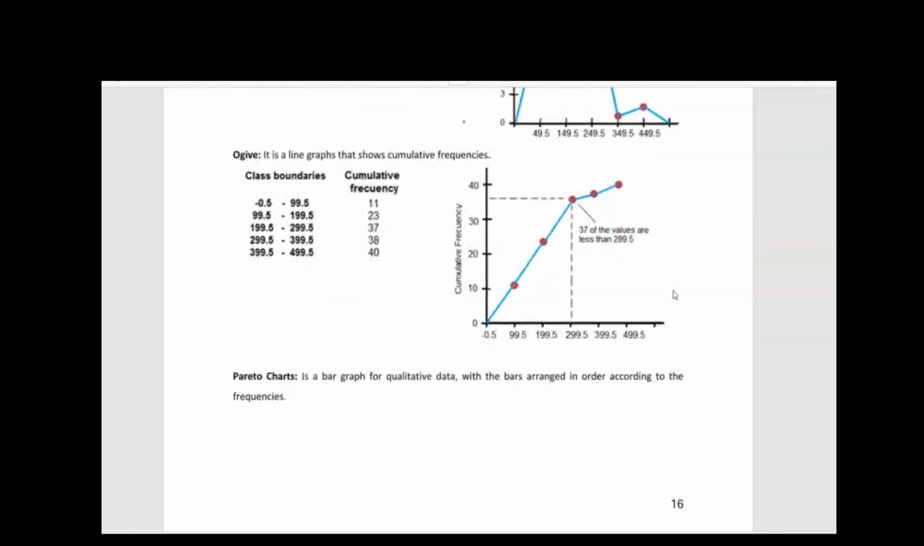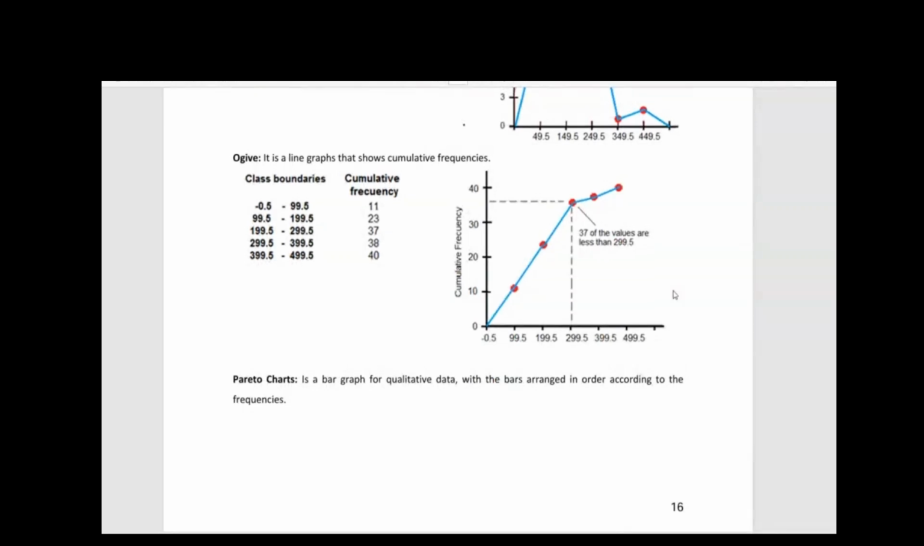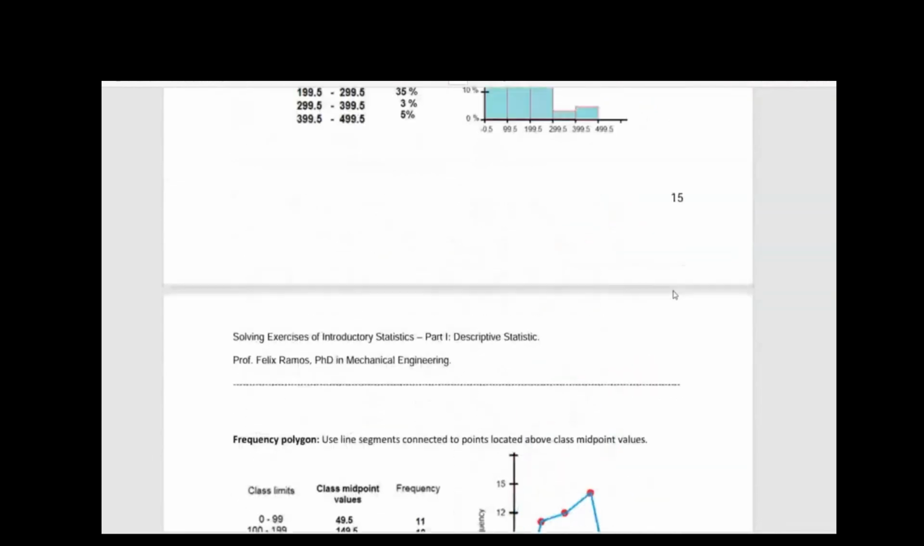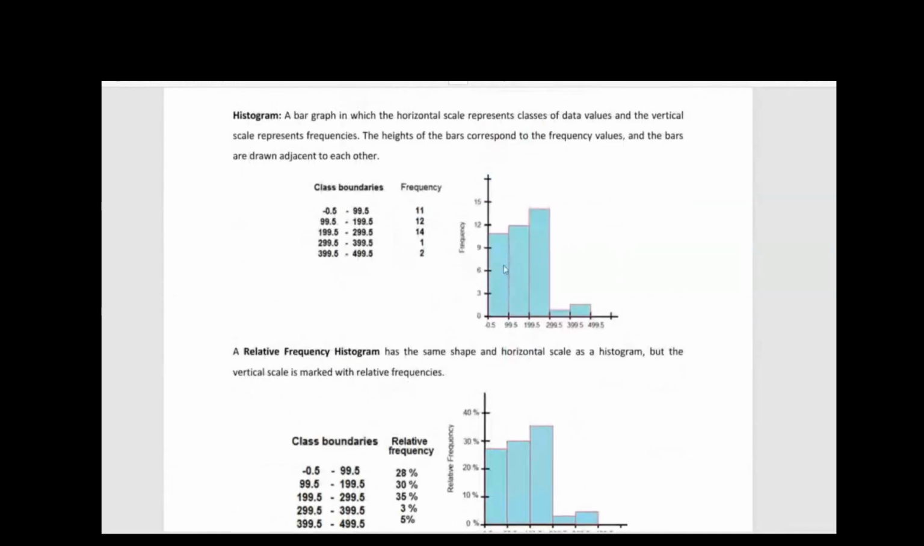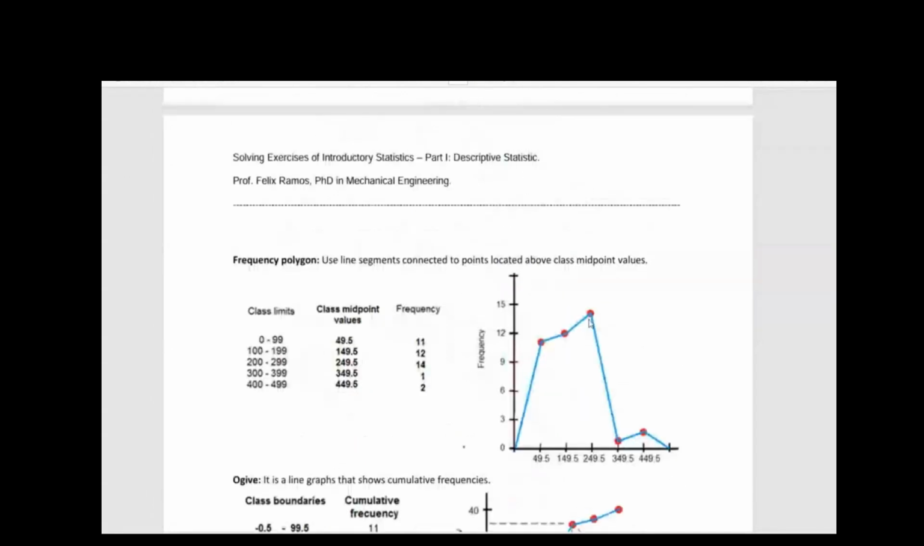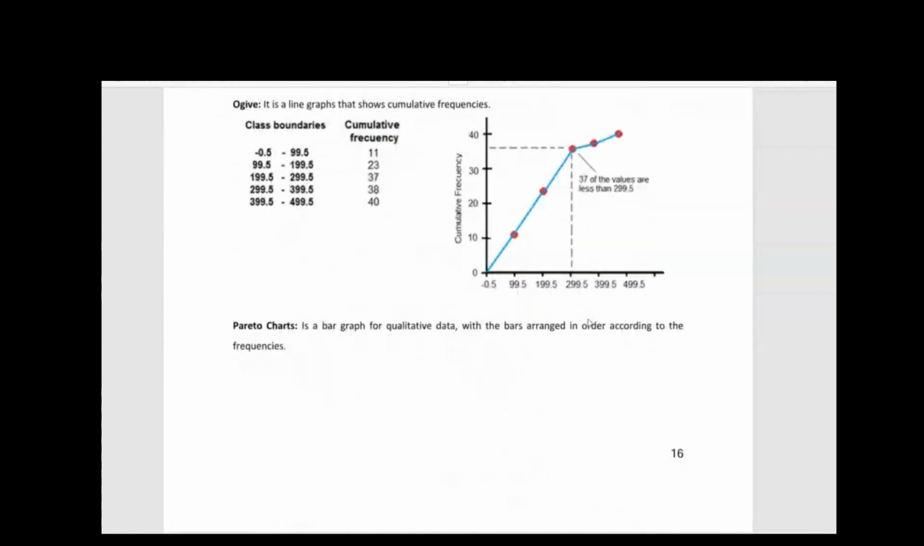Pareto charts is a graph for qualitative data with the bars arranged in order according to the frequency. So in the histograms, the bars are not organized based on their frequency. The bars are organized based on the frequency for the class they belong. So they are organized based on their classes, starting from the first class to the last class. In the Pareto chart, you will arrange the classes in order according to the frequencies.